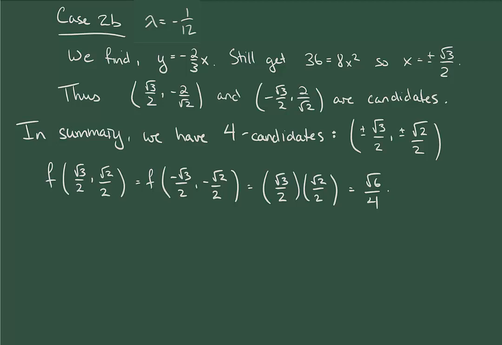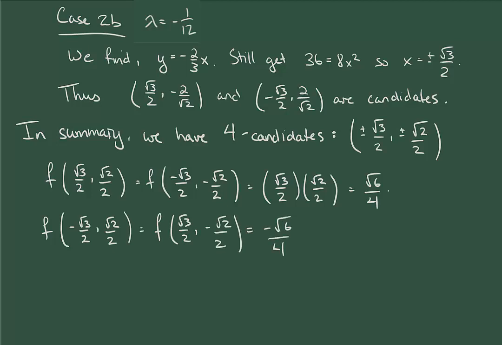Now, on the other side of things, when the signs are different, we're going to get exactly the same number out, root 6 over 4, but we're going to pull out that minus sign. So let's write that in, this time with the signs being different. And like I said, same answers as before, but with the minus sign. This guy is the maxima, these guys are the minima, and there we have it, we've solved the problem.